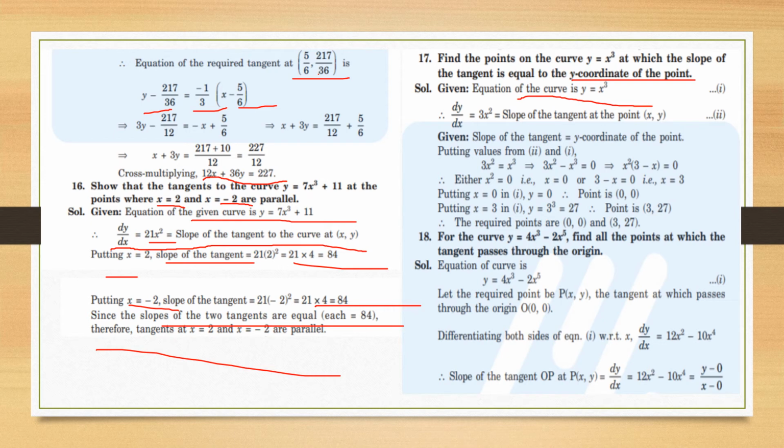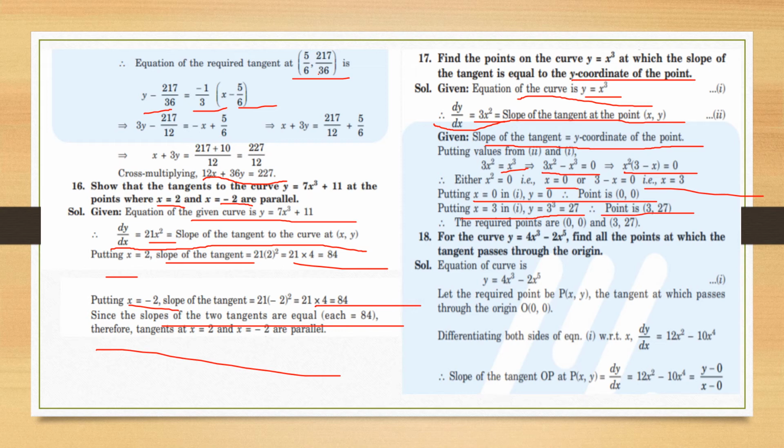Now the equation of the given curve is this. The slope of the tangent will be the value of the derivative. Now the slope of the tangent is equal to the y coordinate. So what does it mean? That is 3x square equal to y, which is equal to x cube. From here I'll get this equation, and taking x square common, I'll get two factors, x equal to 0 and x equal to 3. So when x is 0, y is 0, the point is (0, 0), and when x is 3, y is 27, that is the point (3, 27).